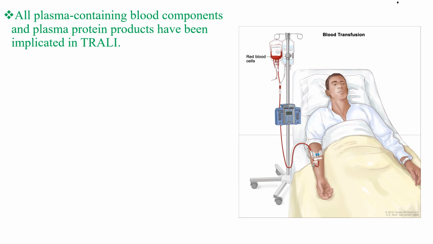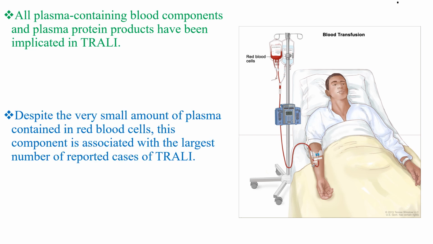All plasma-containing blood components and the plasma protein products have been implicated in transfusion-related acute lung injury. Despite the very small amount of plasma contained in packed RBC, this component is associated with the largest number of reported cases of transfusion-related acute lung injury because of the frequent and multiple transfusions, mainly of this component, or red blood cells.